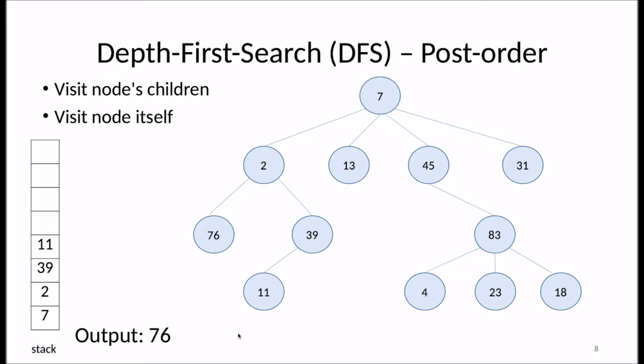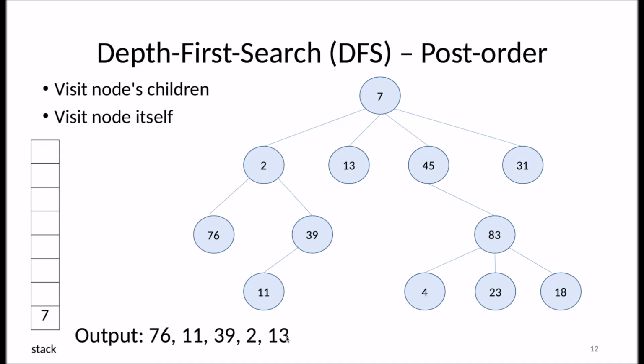Then from 39, we go to 11, and push 11 on the stack. That's a leaf node. We output 11 and visit 11. Then we back up to 39. We pop 39 off the stack, visited. We pop 2 off the stack, visited. And now we go to the next node and push it onto the stack. That would be 13. We pop it immediately off the stack.